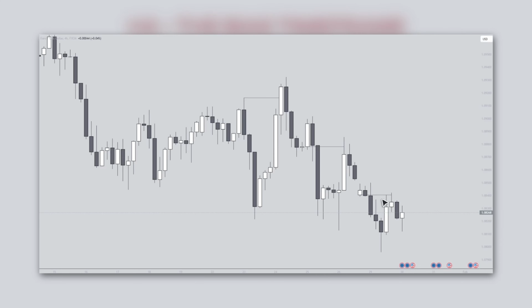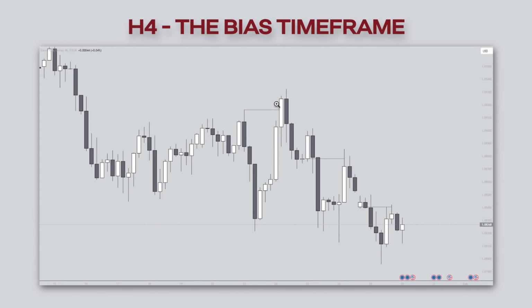Price got into this internal range liquidity, and it was good to go for this liquidity down there, right? So my bias came from this chart right here, seeing the order flow on this 4-hour chart, seeing how the bearish PD arrays are being respected, right? So this was my bias time frame, the 4-hour chart. This is where I got my bias from.